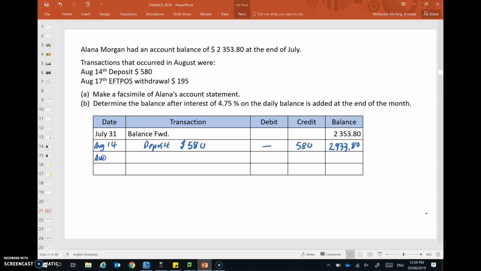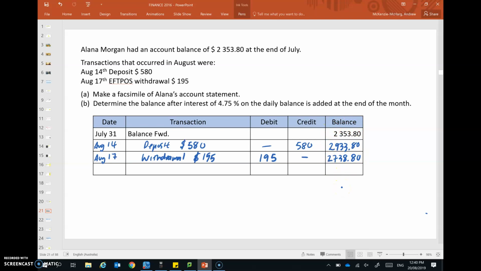Then on August 17th, there's a withdrawal. So that means we take some money out, $195. So that is a debit of $195. And so if we take that off the $2,933.80, we get $2,738.80. So I'll show you those calculations in a moment. That's the first thing though, is to make sure you've got all those balances sorted out.